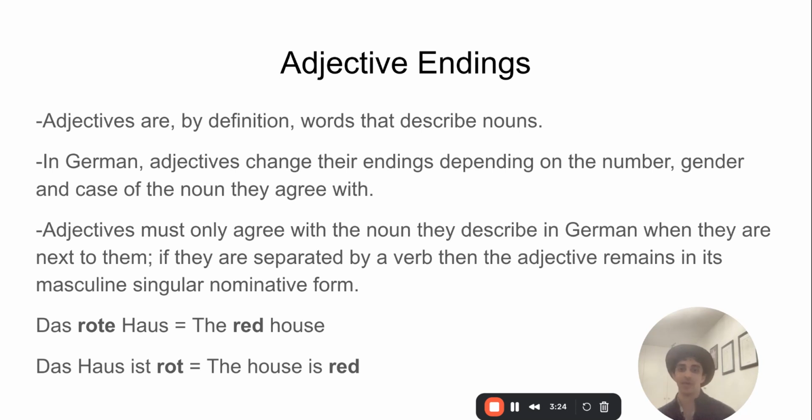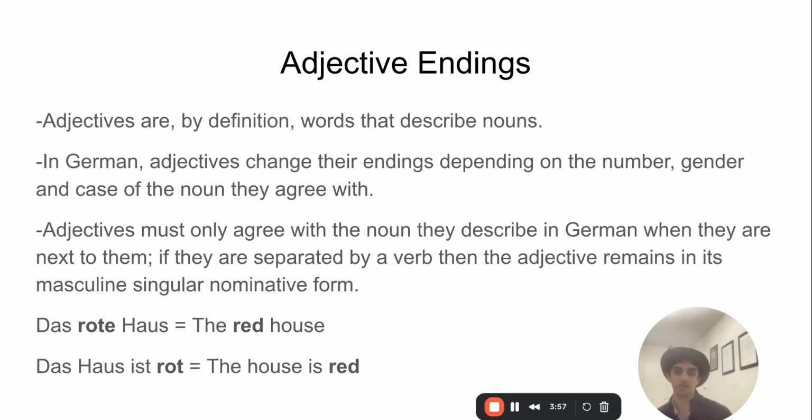So just to define what adjectives are, firstly, by definition, adjectives are, of course, words that describe nouns. That's the first definition to be aware of. In German, adjectives change their endings depending on 3 things. So depending on the number, which is whether it's singular or plural, the gender, meaning masculine, feminine, or neuter, and the case, meaning nominative, accusative, genitive, or dative of the noun that they agree with.